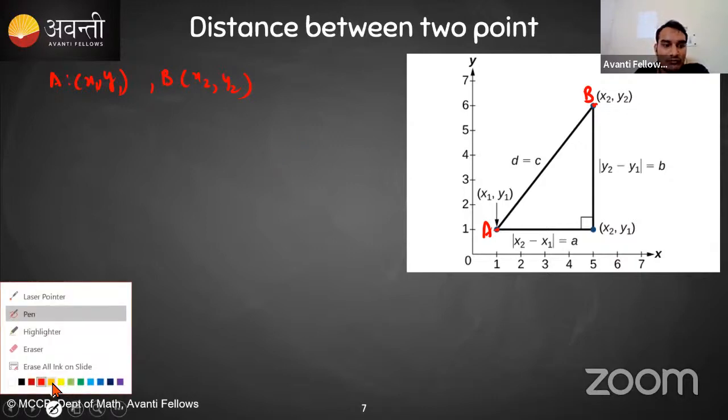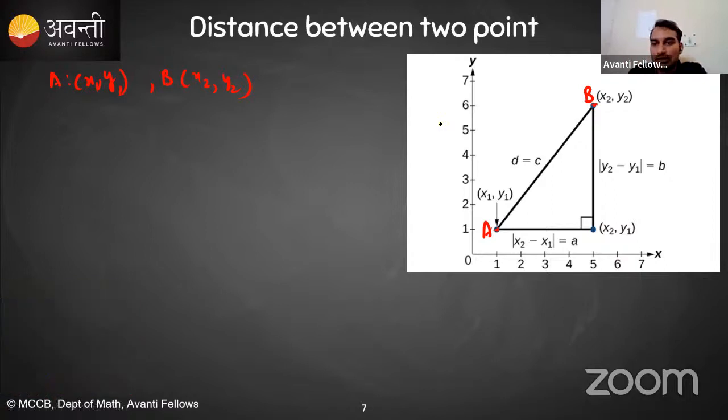Okay, so if I have to find the distance between these 2 points, what do you do? You drop a perpendicular on the x-axis from the B point and drop a perpendicular from the A point like this on the y-axis. So what is this AB distance? Let's call this point C. So everybody tell me, what is BC?